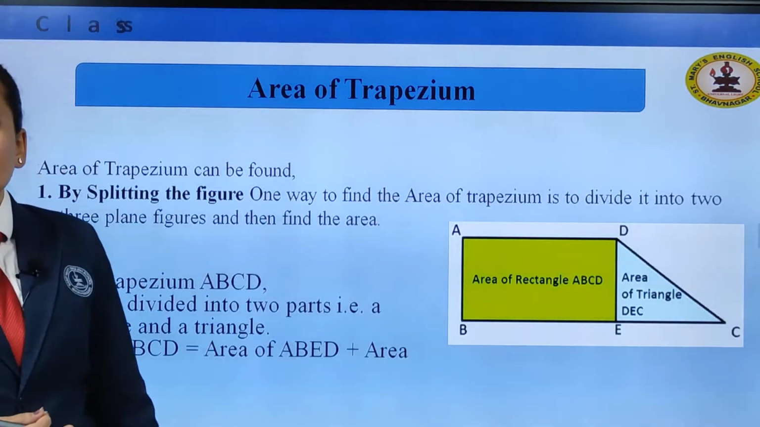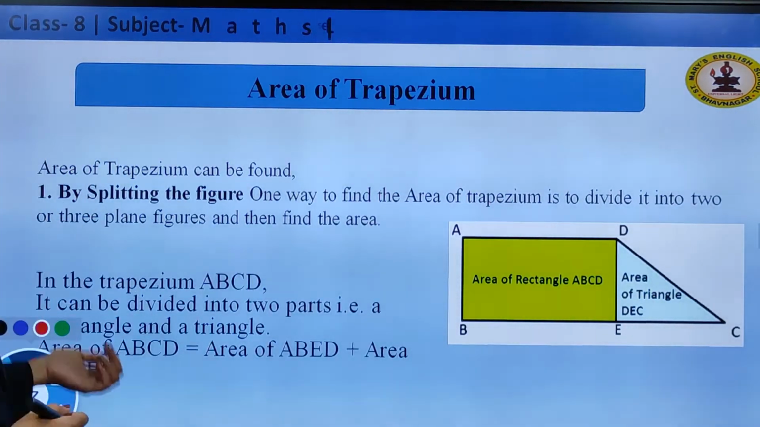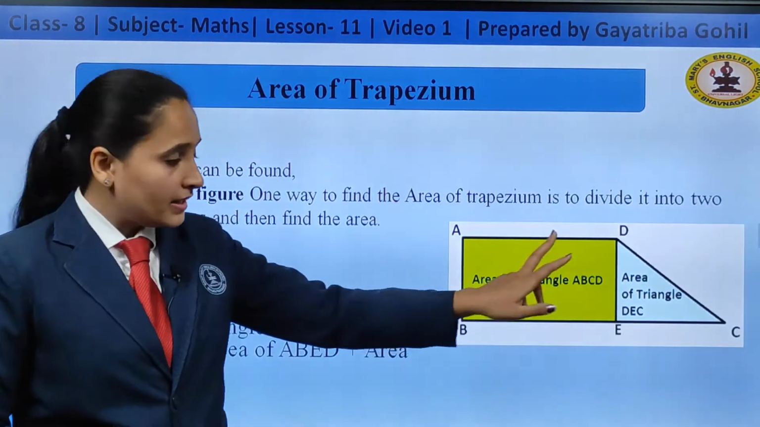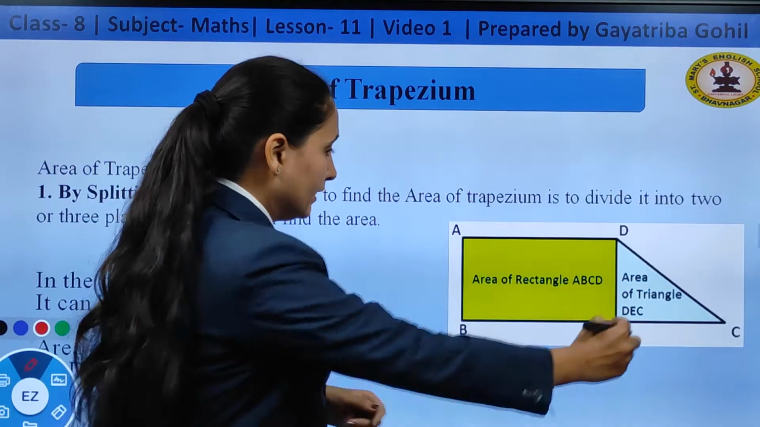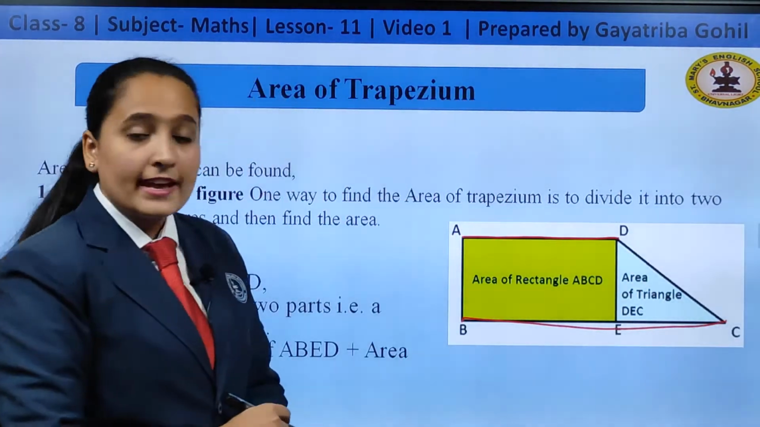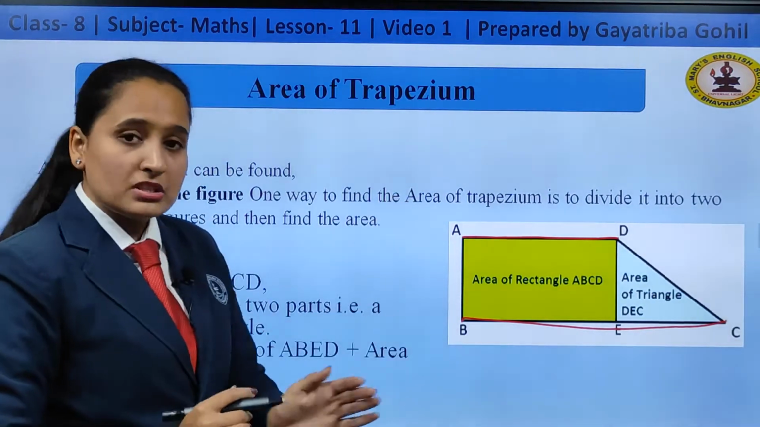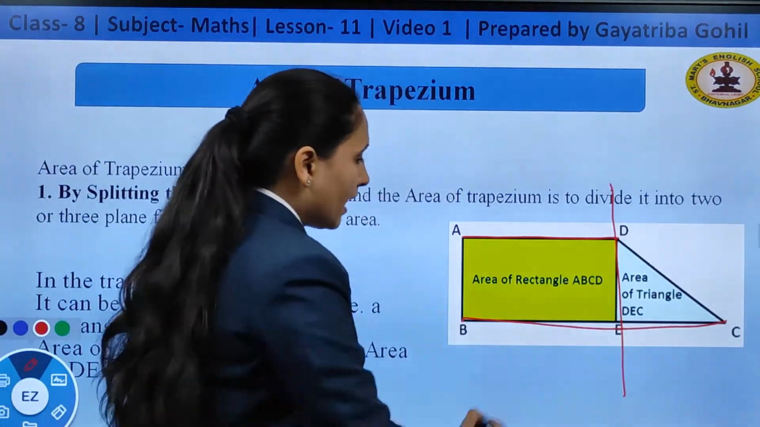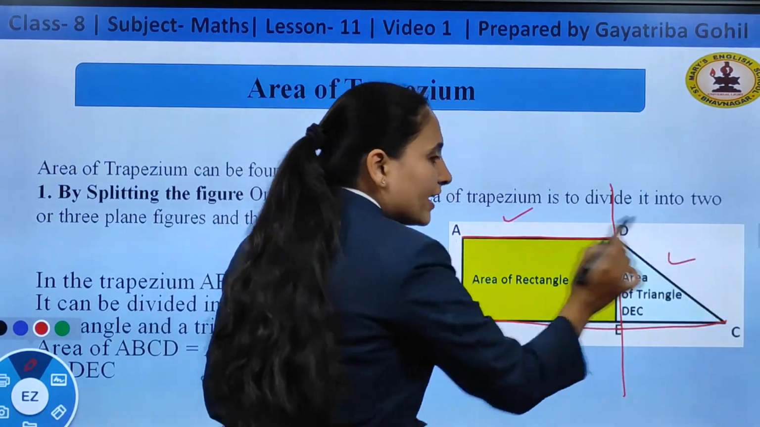Now, how do we find the area of a trapezium? The area of a trapezium can be found by splitting it. If you look at this carefully, this and this are the parallel sides of the trapezium. If I divide this trapezium, I will get a rectangle and a triangle.